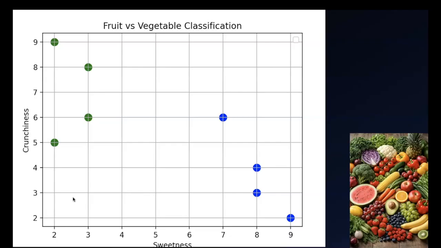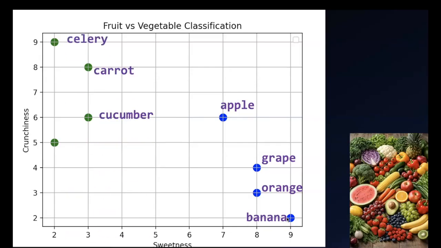Well, I'm going to start by graphing each of the foods based on their sweetness and crunchiness. So something like a banana, very sweet, not very crunchy. An apple's got a little bit more crunch, maybe less sweet than the banana. Orange is very sweet. Grapes are very sweet, but none of them are very crunchy. And then when we talk about carrots and celery, cucumbers and broccoli, those all have a bit more crunch to them, but they're not as sweet.